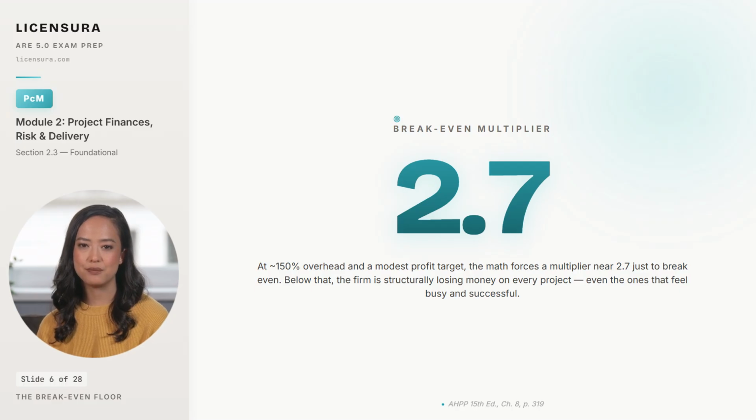Add even a modest profit margin on top, say 10 to 15%, and the firm needs to bill closer to 2.7 for every dollar of direct labor just to clear zero with a small return. That's why 2.7 shows up as the floor of the healthy band.